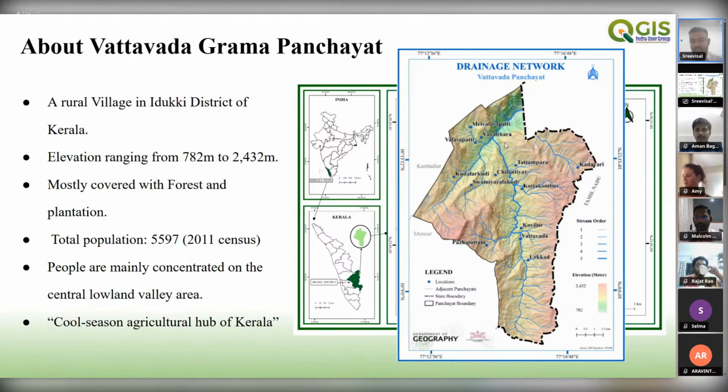As you can see, it has a rugged terrain, and its population is very sparse, with a population density of around 76 people. The population is mainly concentrated in the central lowland valley area, and their main livelihood is vegetable cultivation, so Watavada is known as the cool season agriculture hub of Kerala.